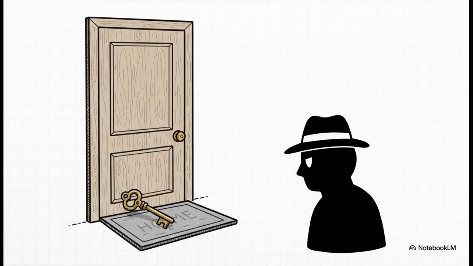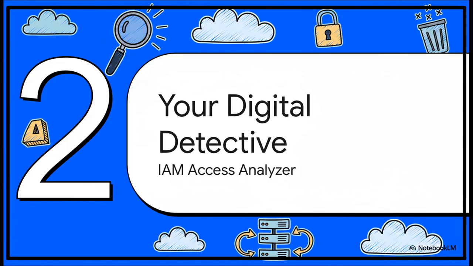Right? Every single time a new developer joins your team or a new application gets deployed, you're basically handing out another key. Over months and then years, this just creates a massive and often totally invisible attack surface. An old, forgotten permission is literally like a key left under the doormat, just sitting there, waiting for someone to find it. Okay, so this is where our digital detective enters the scene.